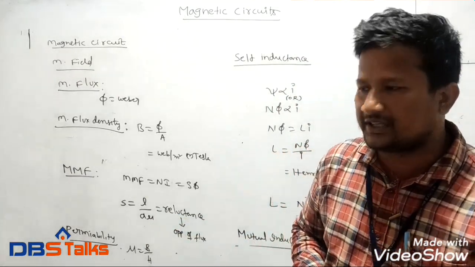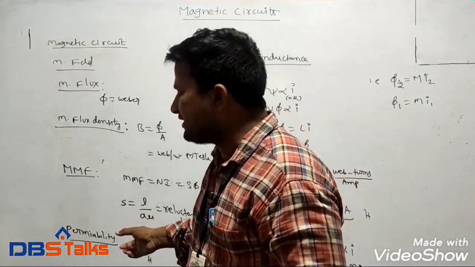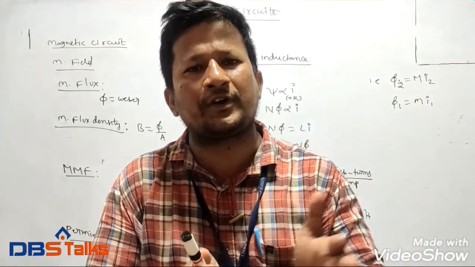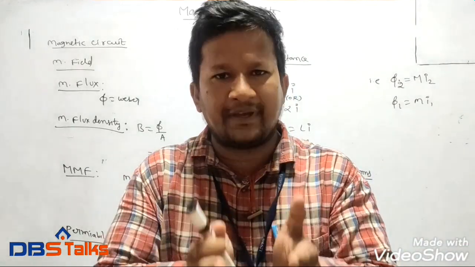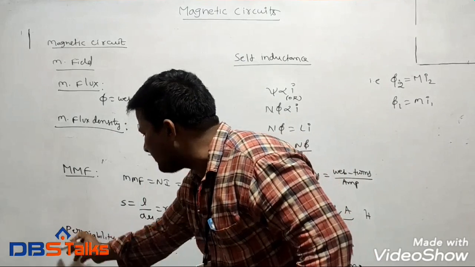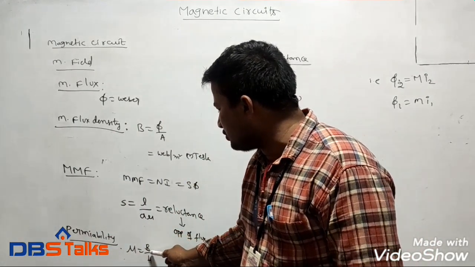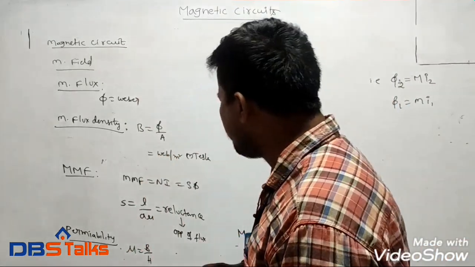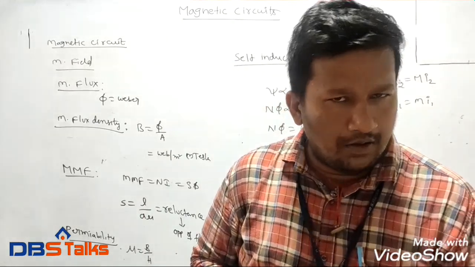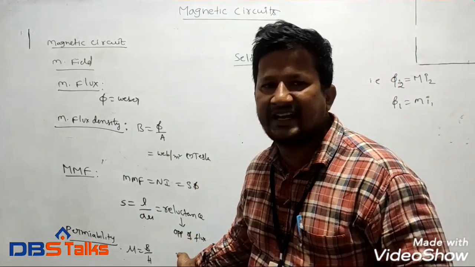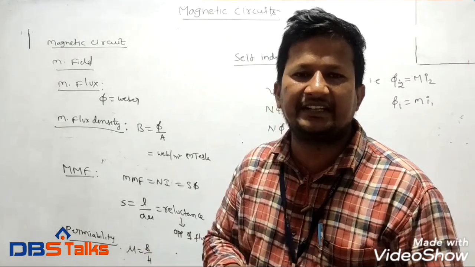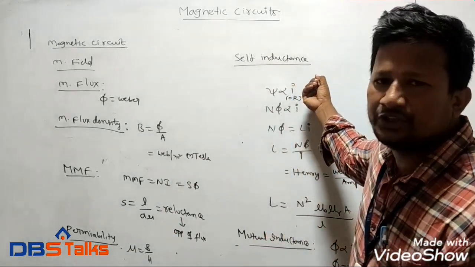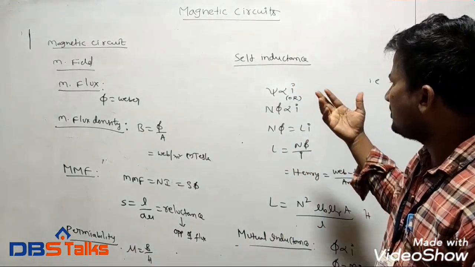Now what is meant by permeability? It is the ability to allow the flow of flux lines. The flux lines flow from north pole to south pole, which is mainly made possible by permeability. So permeability mu is equal to B by H, where H is the magnetic field intensity, and mu is equal to mu 0 mu r. Mu 0 is the permeability of air, and mu r is the relative permeability. Depending upon the materials, the value of permeability changes. And coming to the main concept, self-inductance.